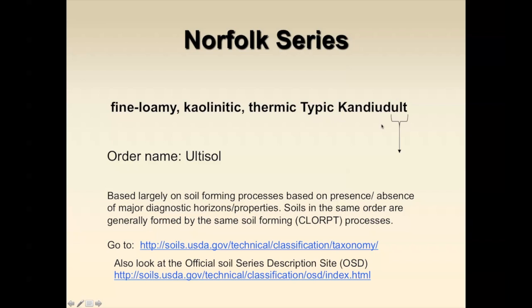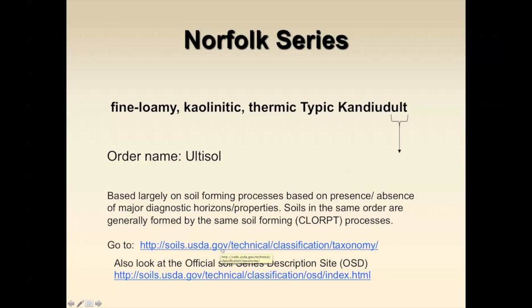Soil order nomenclature is based largely on the soil forming processes, or CLORPT, and the presence or absence of major diagnostic horizons or soil properties. In other words, there's something very distinctive in one of those soil horizons that's going to give that soil a very distinctive property.